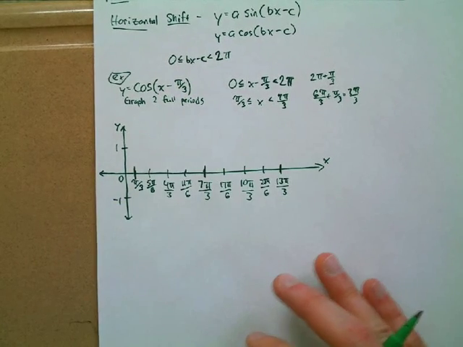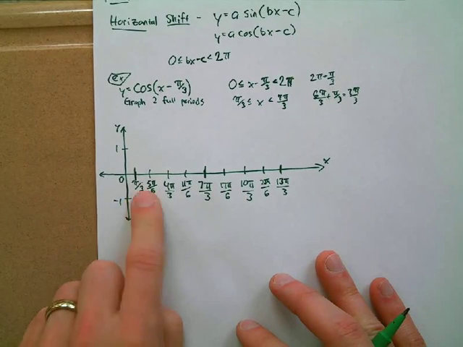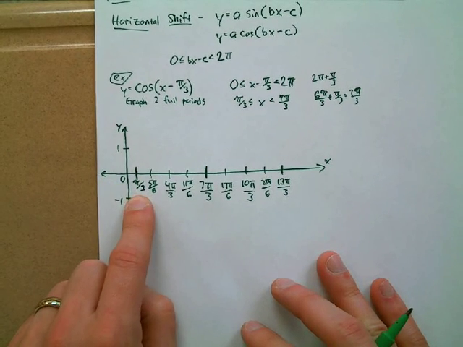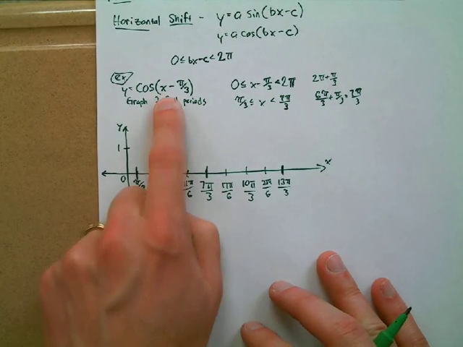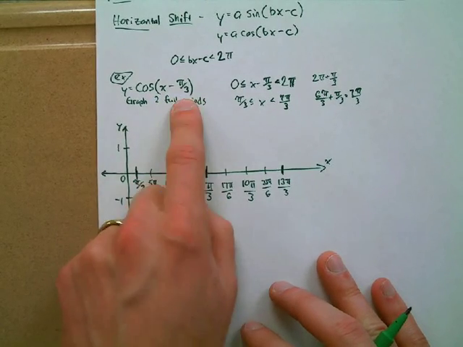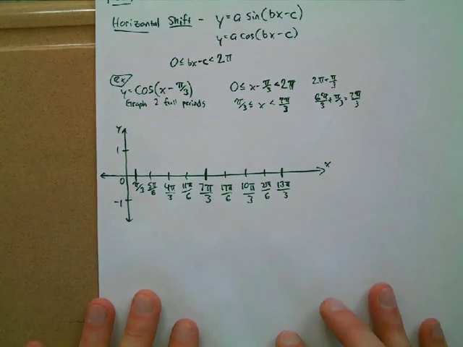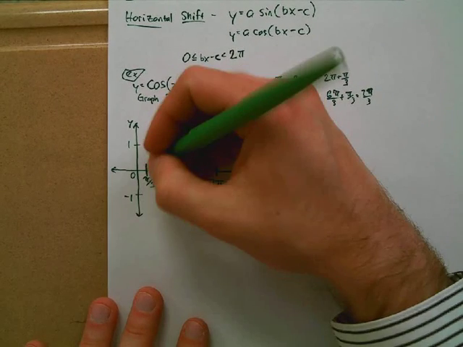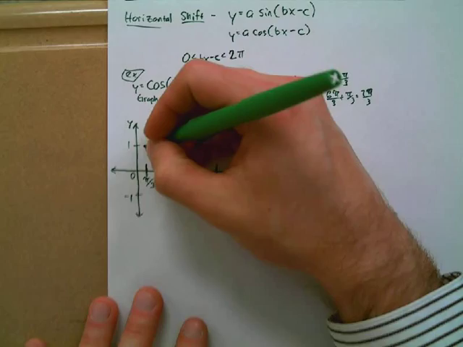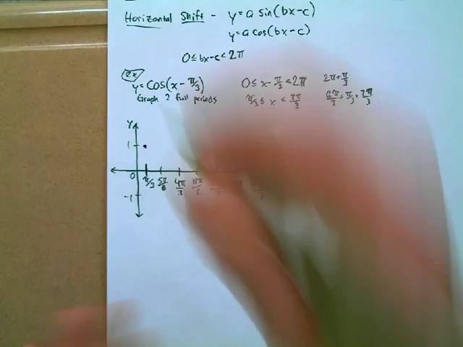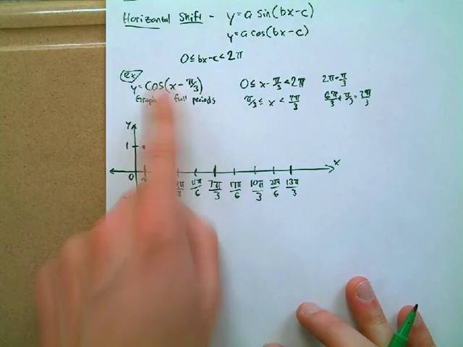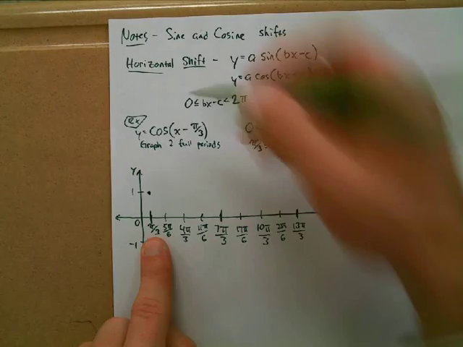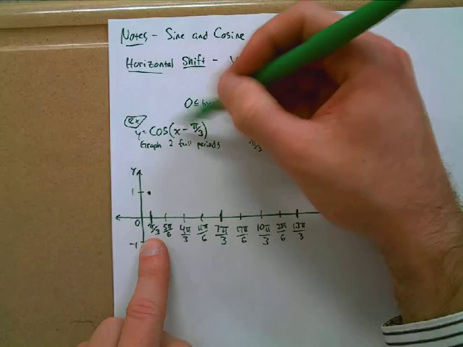Plug the pi over 3 in. Pi over 3 minus pi over 3 is 0. Cosine of 0 is 1. So at pi over 3, we're going to subtract pi over 3, so it's 0, so it's really evaluating cosine of 0 here. So that's 1. Imagine plugging in that pi over 3 makes 0, cosine of 0 is 1.